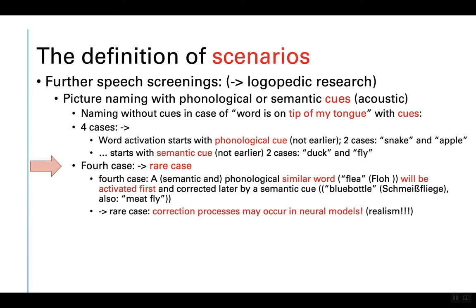So last but not least, the fourth case is a rare case. It's a very complex case. I already told you it should be the word fly, which is on the picture for the picture naming task, but the word flea is produced. And here we will see it will be corrected later on because the semantic cue is blue bottle, and blue bottle or meat fly is semantically near to fly and thus not near to flea.